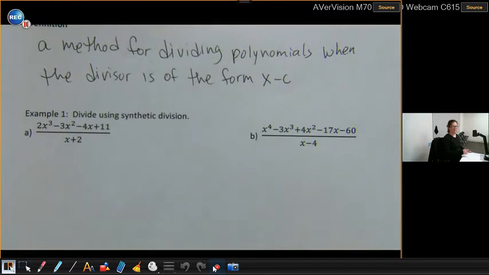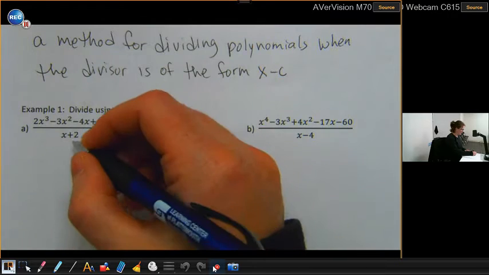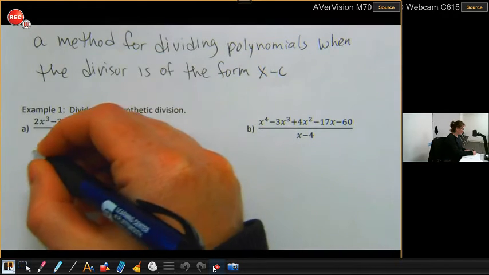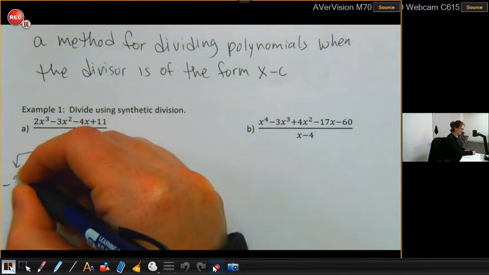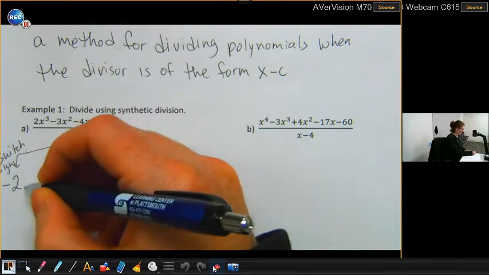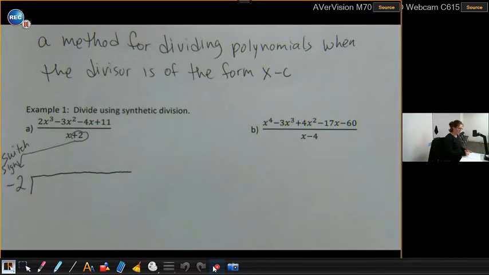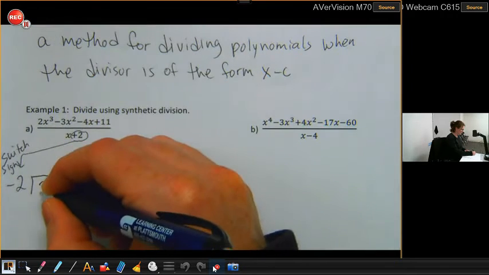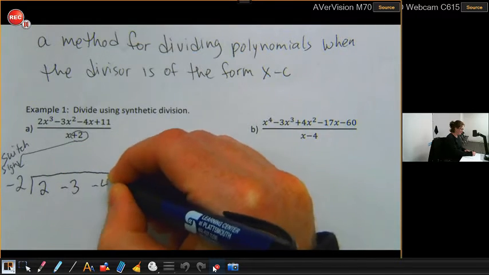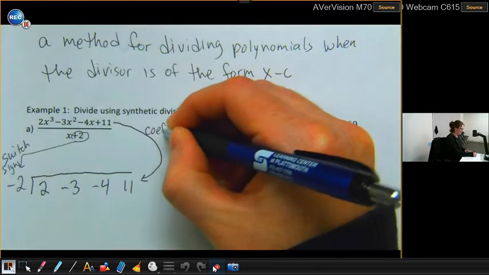Synthetic division is just a process, something you just have to learn to do. It's pretty simple. It just involves multiplying and adding. The setup is as follows. We're going to start out by taking this number right here and switching the sign. So it's going to be negative 2. And then we're going to make a big division box, and I'm going to put the coefficients only in the division box. So 2, negative 3, negative 4, and 11. Those come from here, and it's the coefficients.